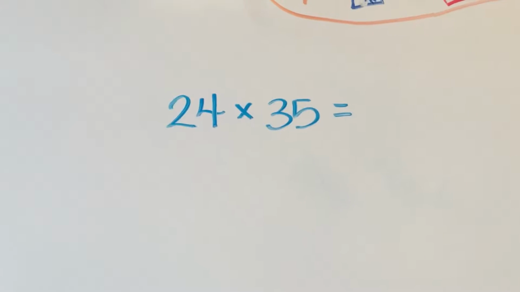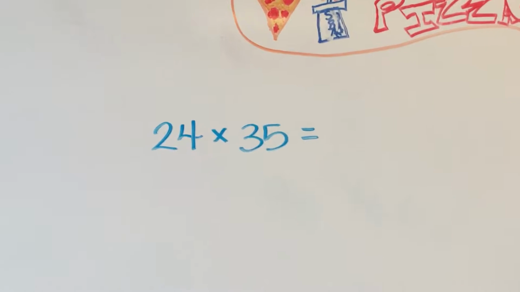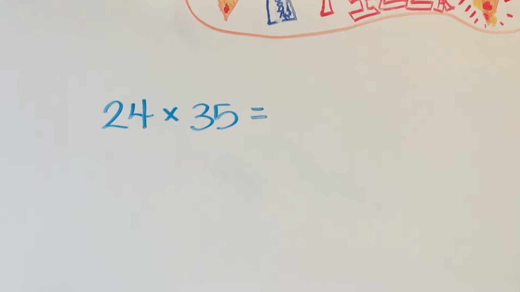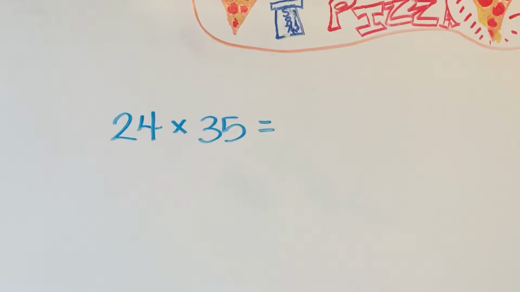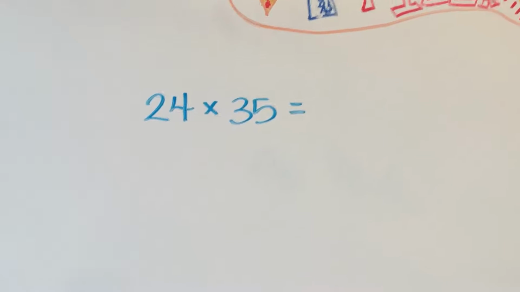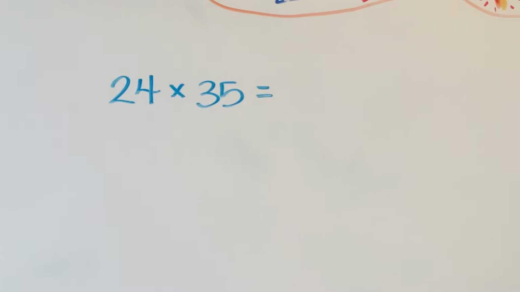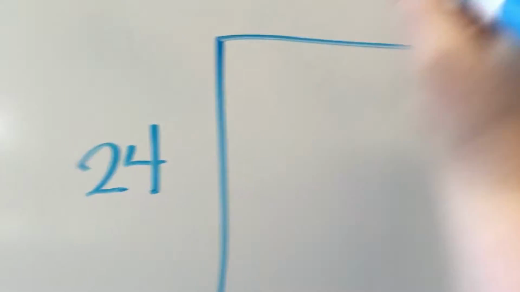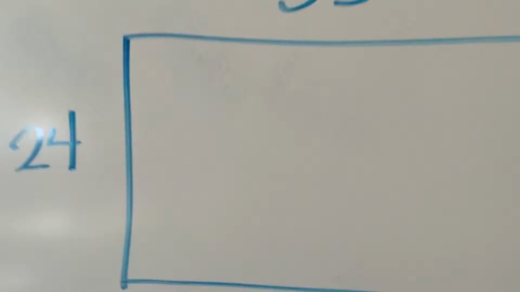I'm going to model one more way to solve this problem. These are the three I've shown you are ones that we use quite frequently in class. So this one is called the area model, and it's basically thinking about 24 and 35 as the two dimensions of a rectangle. So I'm going to draw a picture of that.